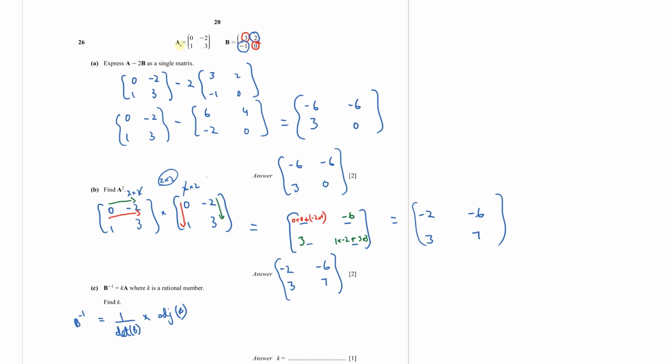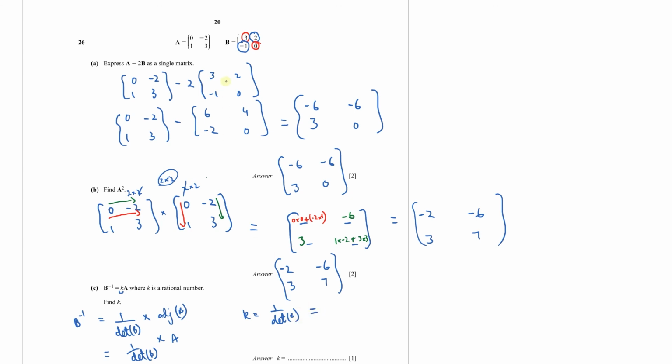If you look, A is actually the adjugate of B, because the values 3 and 0 are swapped, and the signs of these other values are changed. 2 becomes minus 2, I'm changing the sign of 2, it becomes minus 2. I'm changing the sign of minus 1, which is 1. So the adjugate of B is already A. So 1 over determinant of B times adjugate of B is 1 over determinant of B times A. So that means B inverse is 1 over determinant of B times A. So K is 1 over determinant of B.